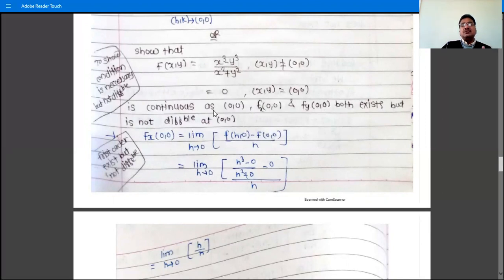So in order to show the function is differentiable at some point (a,b), we cannot say that the function is continuous at (a,b) and f_x(a,b) and f_y(a,b) both exist, therefore the function is differentiable. This is not the way, because the conditions are necessary, not sufficient. To show the function is differentiable, we cannot use the necessary conditions. To show the function is not differentiable, use the necessary conditions.